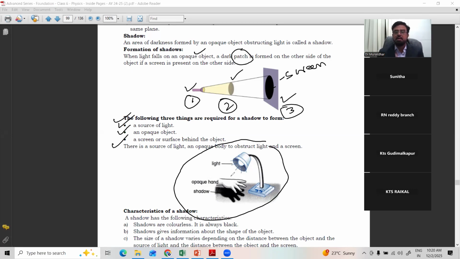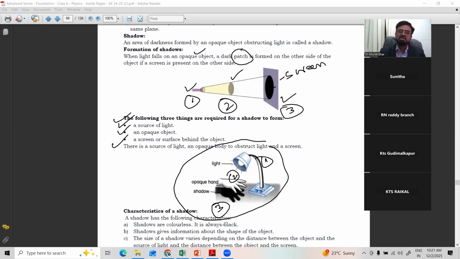So see here, switch on the table lamp and place your hand against it. Your hand's shadow is forming at the bottom. So this is the source, the second one is the opaque object, and the third one is the shadow.